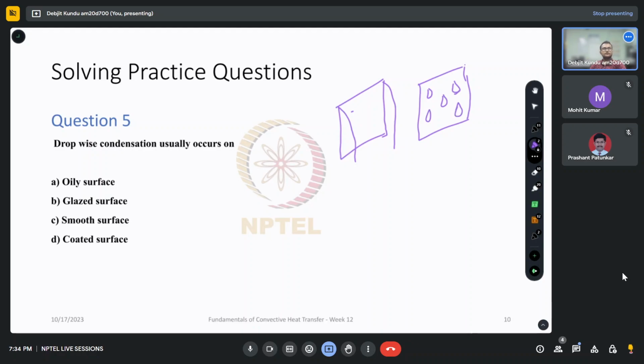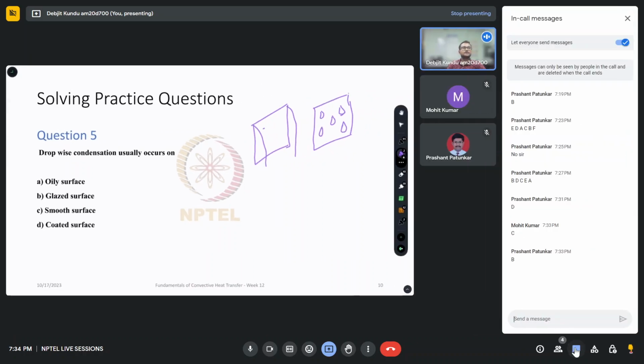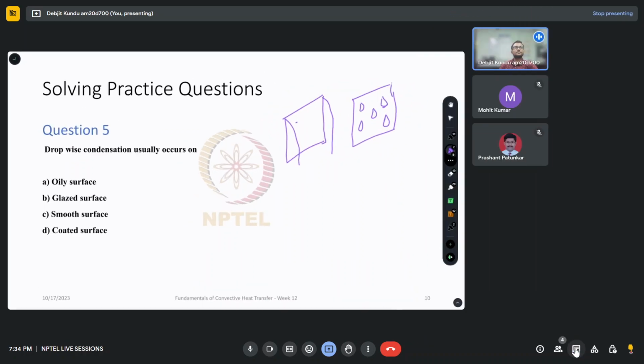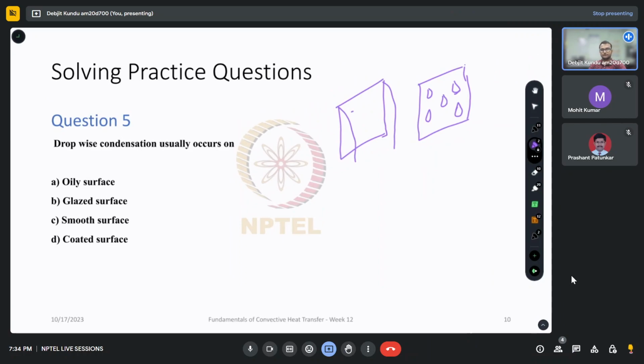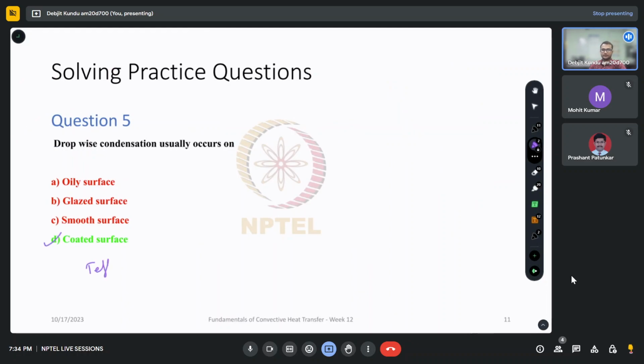So we have a few responses in the chat box telling us that it could be either C or B, a smooth surface or a coated surface. So let's have a look at the solution. It is actually a coated surface. So if a surface becomes coated with Teflon or another polymer like that, that really enhances dropwise condensation.